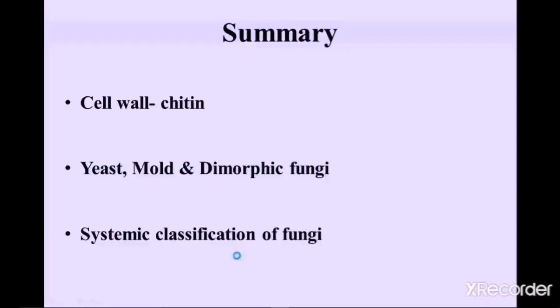Summary: the cell wall of fungus is made up of chitin, unlike the bacterial cell wall which is made up of peptidoglycan. There are three types of fungi: yeast, mold, and the dimorphic one which has the capability to become yeast in tissues and mold in soil. The systematic classification of fungi is actually based on the sexual spores. For example, they are ascomycetes, basidiomycetes, zygomycetes, and mitosporic fungi. If you remember, I told you these are fungi imperfecti. They do not form sexual spores. Thank you.